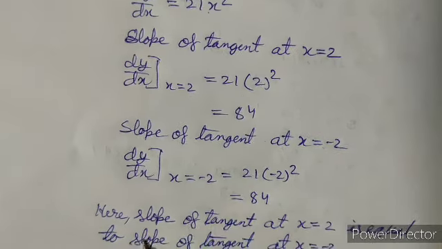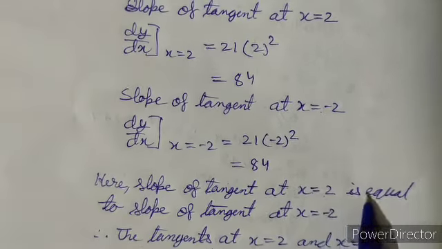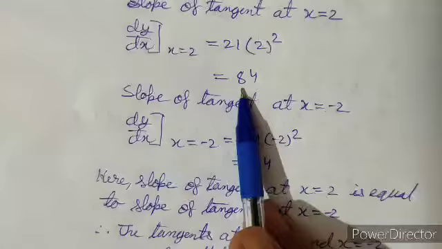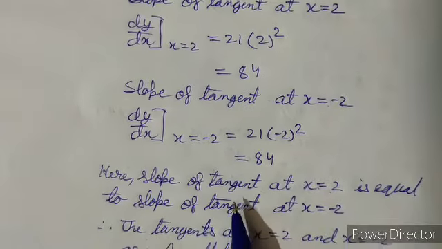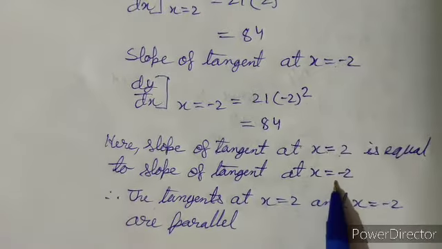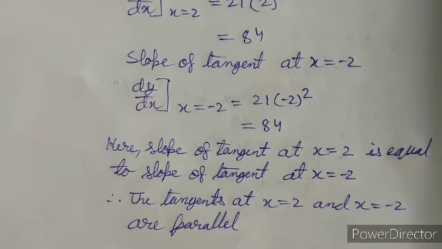As we see here, the slope of the tangent at x equal to 2 is equal to the slope of the tangent at x equal to minus 2. Both are equal to 84. Thus, we can say that the tangents at x equal to 2 and x equal to minus 2 are parallel to each other as their slopes are equal.